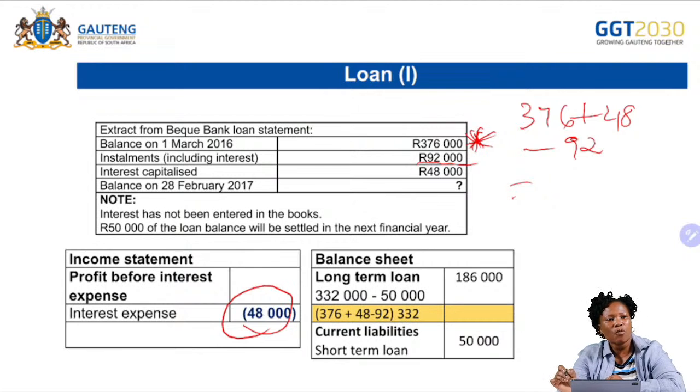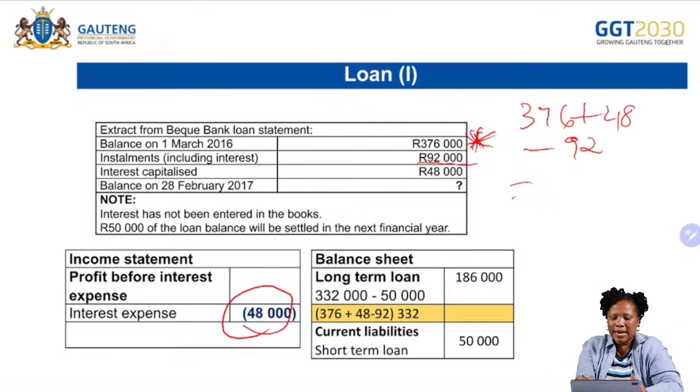But you remember in the question they have said to us that 50,000 is payable in the next 12 months. We are now going to take it out. We say 332 minus 50, and then that is going to give us 186. I don't think my calculation is right. Yeah, it cannot be this figure. So it's going to be 332. Yeah, it's 280 something.